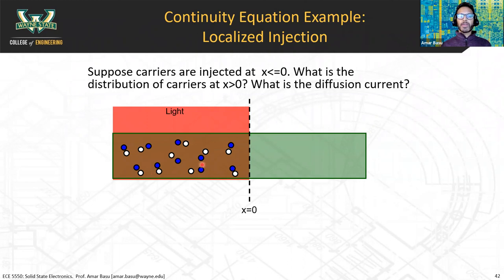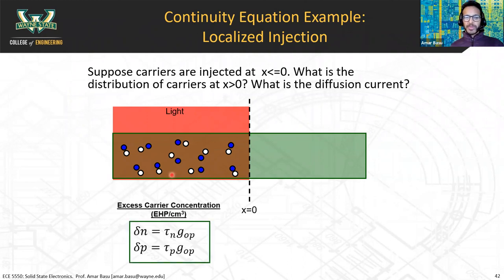This is called carrier injection. We're injecting carriers by shining light on the material. We're not injecting them with a syringe. So we already know that on the left side, the excess carrier concentration is given by these equations. We did this last class, steady state carrier generation. And we also know that these are going to diffuse.